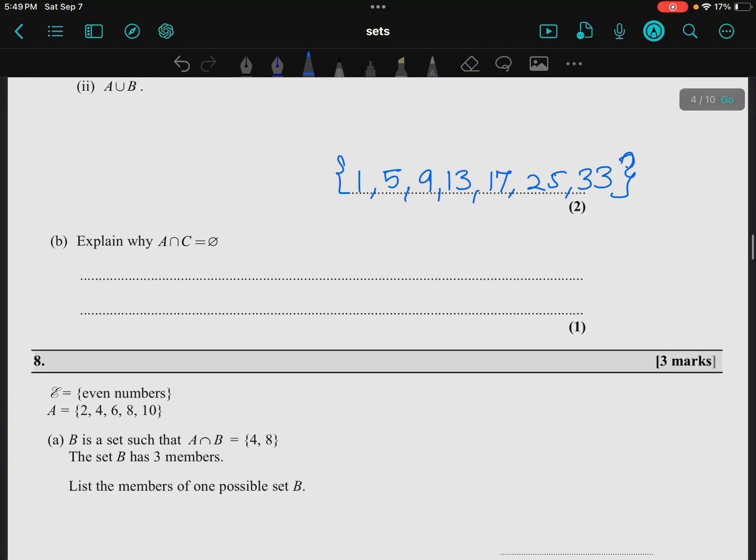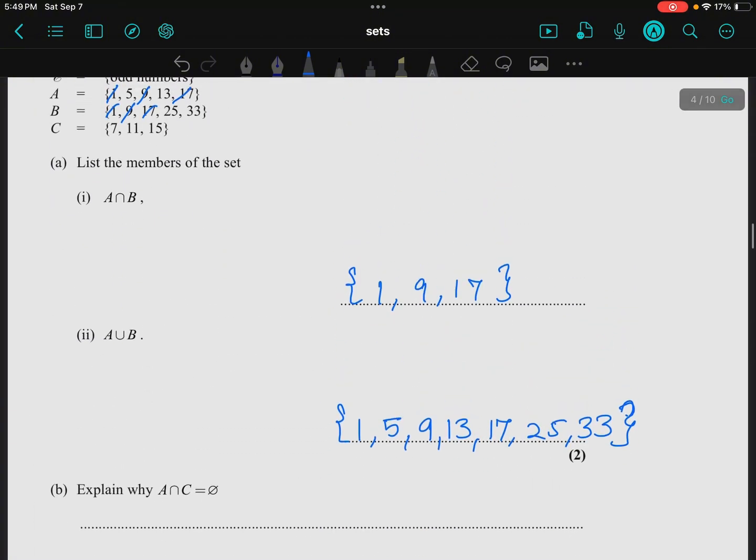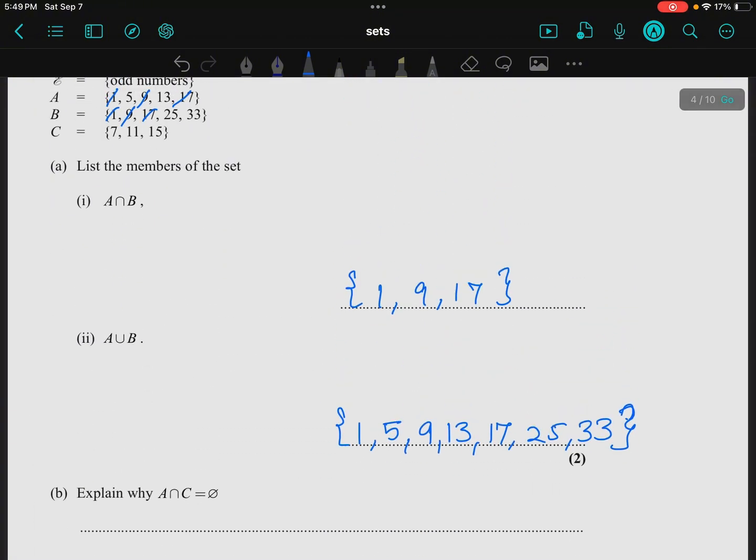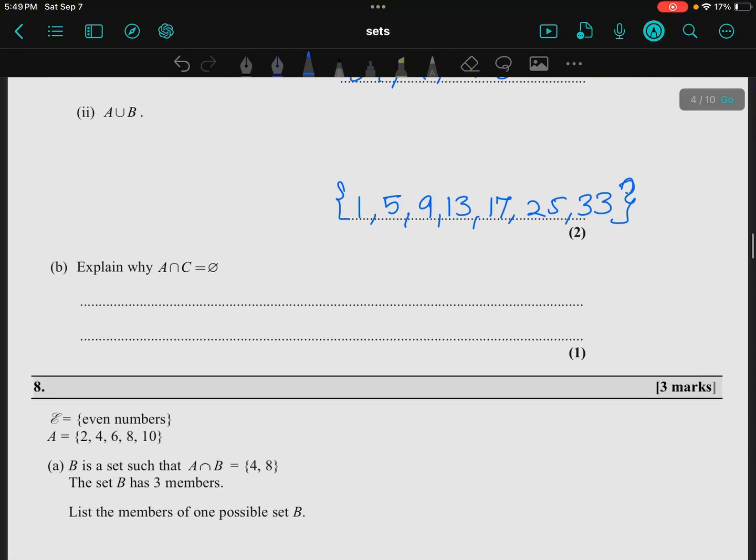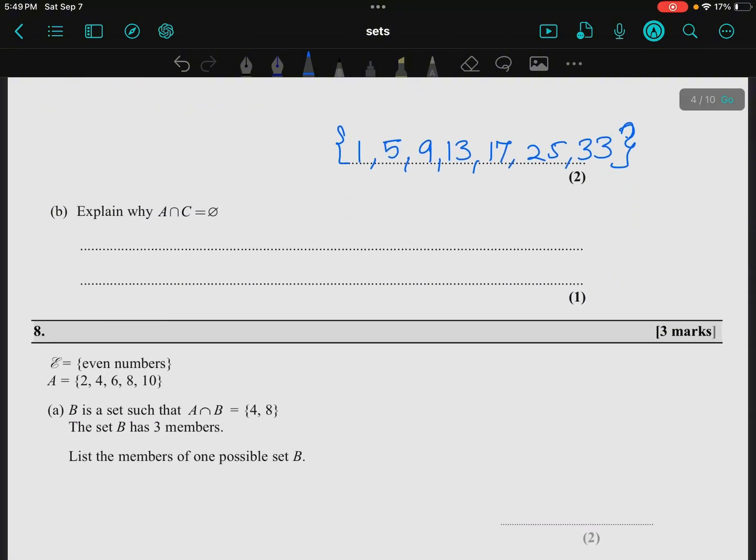Part C, explain why A intersection C is equal to the empty set. In set A and set C, is there anything common? 1, 5, 9, 13, 17 in this set, and then 7, 11 and 15. So nothing is common. So that is why the intersection is empty. So no common element is there.